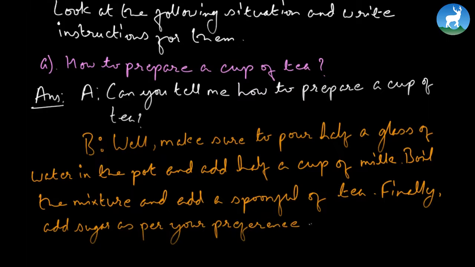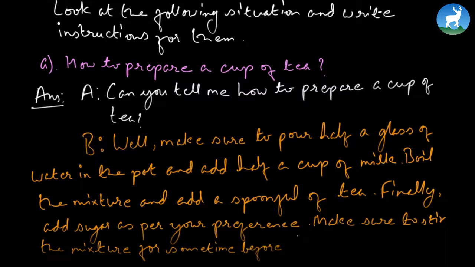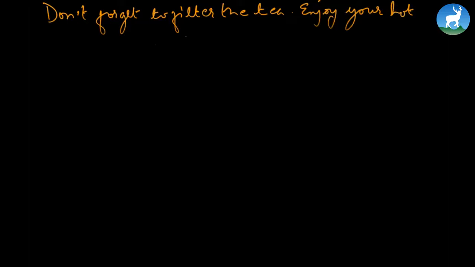As per your preference, because some of you might like it very sweet, some of you might like just a touch of sugar. Make sure to stir the mixture for some time before pouring in a cup. Don't forget to filter the tea. Enjoy your hot cup of tea. So see, this is how you give instructions to make something.